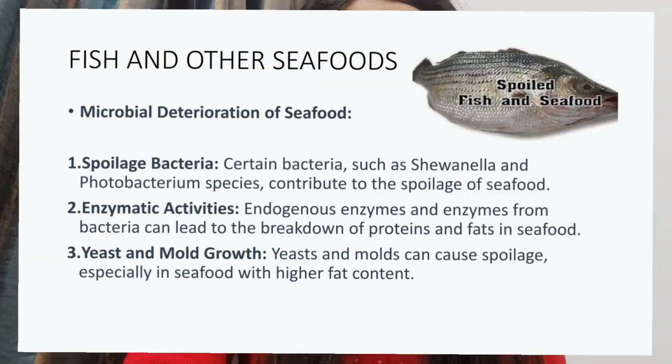With this, we can go towards fish and other seafoods. So there's microbial deterioration of seafood, spoilage bacteria. Certain bacteria such as Shewanella and Photobacterium species can contribute to the spoilage of seafood. Enzymatic activity: certain endogenous enzymes are present which can lead to the breakdown of proteins and fats in seafood. The same way it happens in meat. Yeast and mold growth: certain yeast and mold can cause spoilage, especially in seafood with higher fat content.